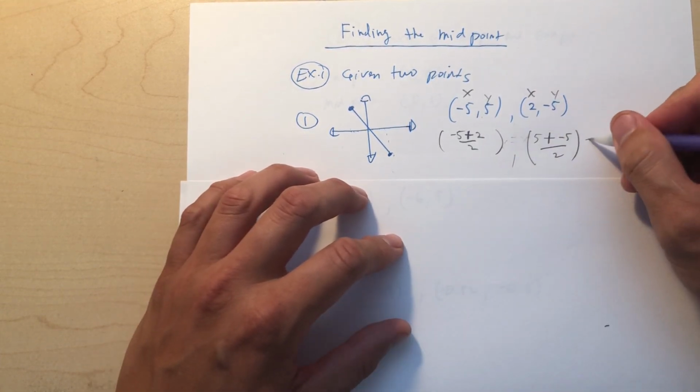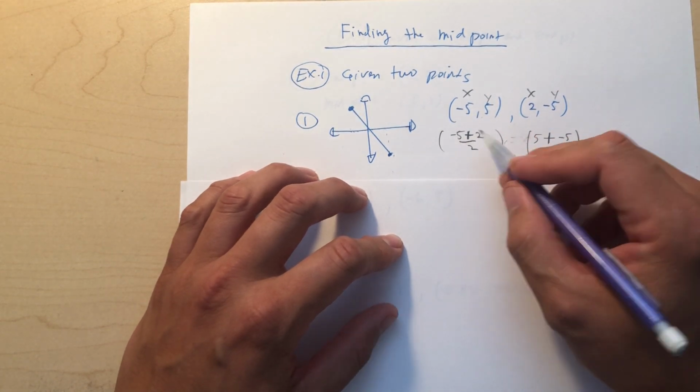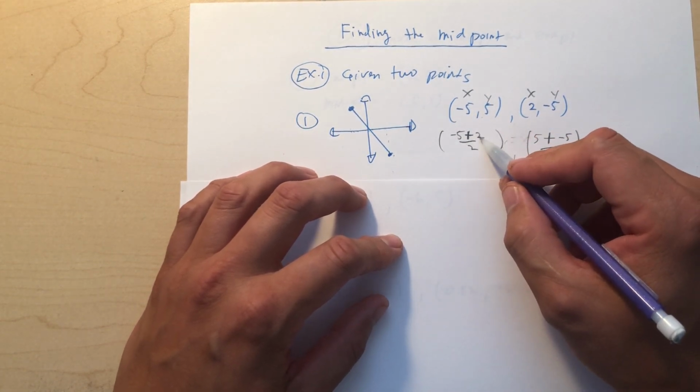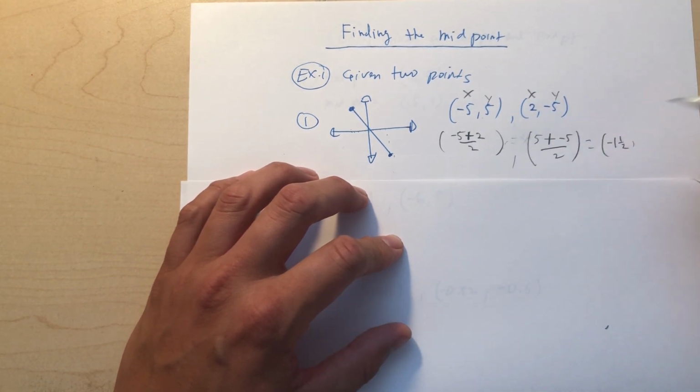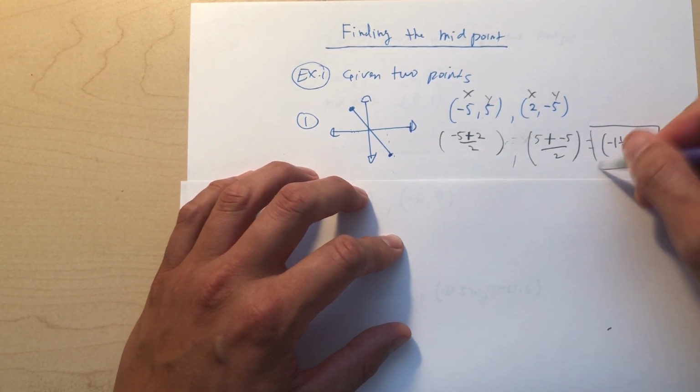And my final answer, I'll just write the answer here. You could just do it in your head. -5 plus 2 is -3. -3 divided by 2 will give me -1.5. Leave it as a fraction, that's a little bit easier. This one here is 0 divided by 2, which is 0. And there you go. That's my midpoint right there.